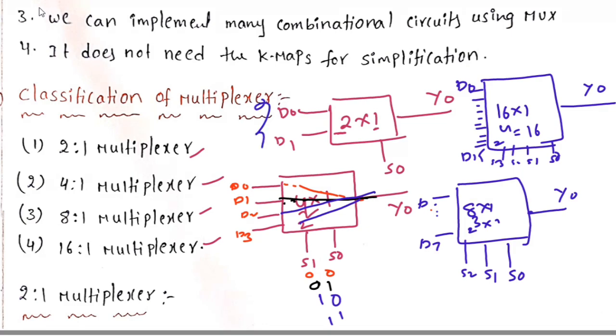A multiplexer may have many inputs and only one output: 4 inputs, 1 output; 8 inputs, 1 output; 16 inputs, 1 output; 32 inputs, 1 output. The inputs are connected to the output based on the selection lines. For example, selection of 0, 0, 0 connects D0 to the output. Selection of 0, 0, 1 connects D1 to the output. At a time, only one input is connected to the output. This is the information about the multiplexer.